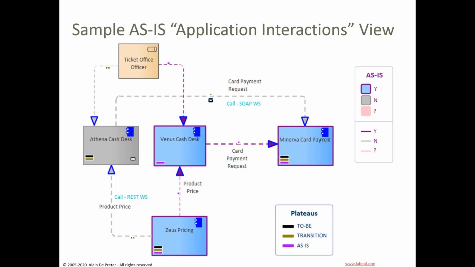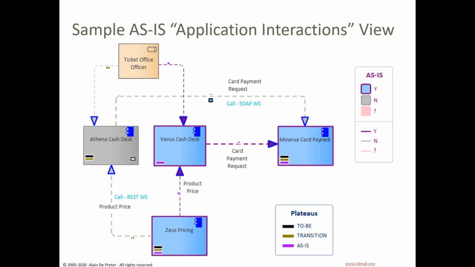Well, what's important to note is that these are the plateaus for the application landscape as a whole. It is not just for one project, it's the entire landscape. The focus of this specific example that is displayed here is on the AS-IS plateau. So the elements and connectors that do not exist in the AS-IS plateau are automatically grayed out.